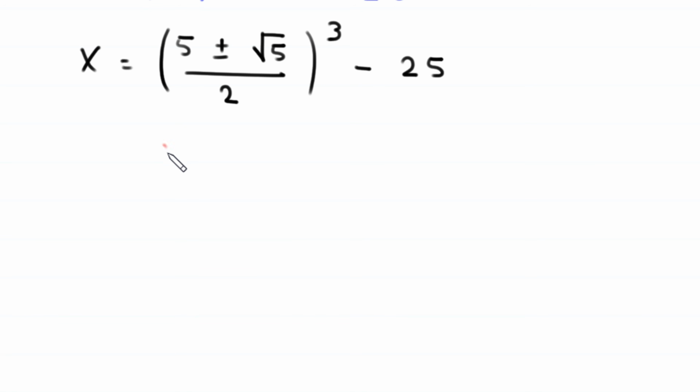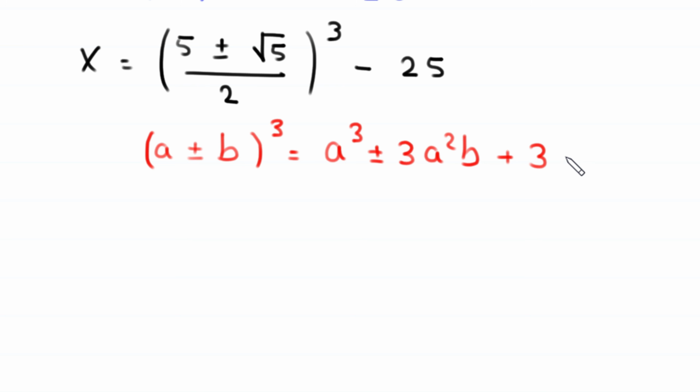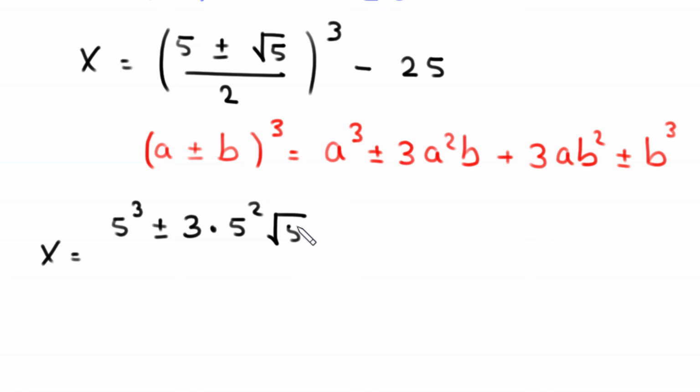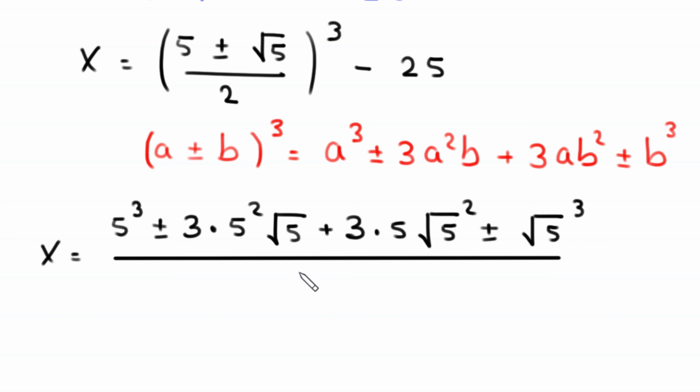By using this algebraic identity, a plus minus b whole cubed equal to a cubed plus minus 3 times a squared b plus 3 times a b squared plus minus b cubed, this will become x is equal to 5 cubed plus minus 3 times 5 squared times root 5 plus 3 times 5 times root 5 squared plus minus root 5 cubed divided by this 2 cubed is 8 minus 25.